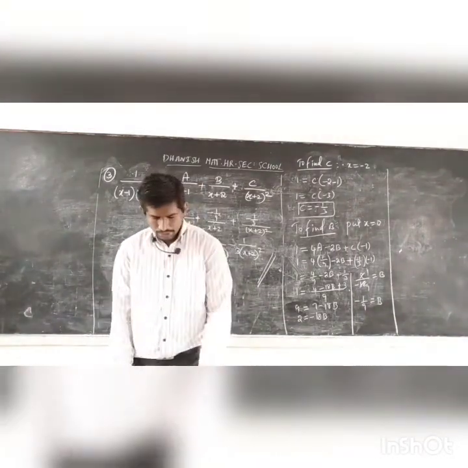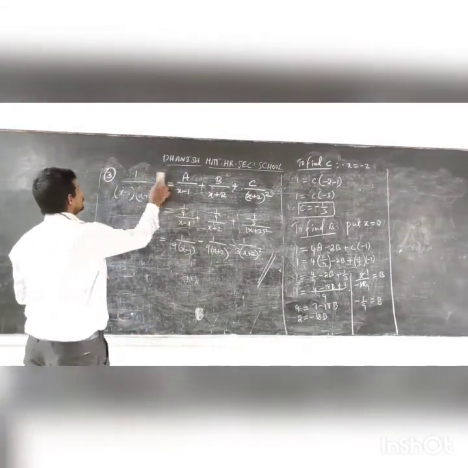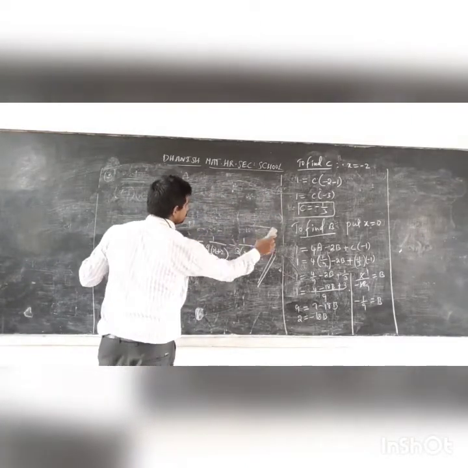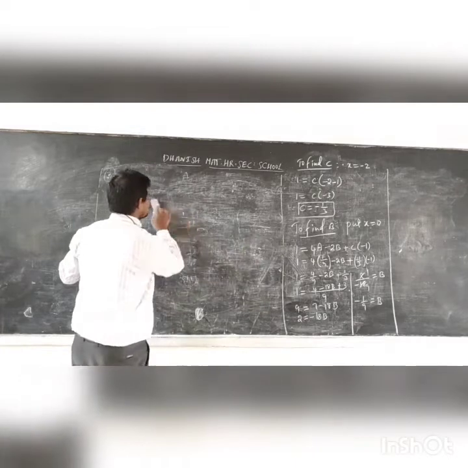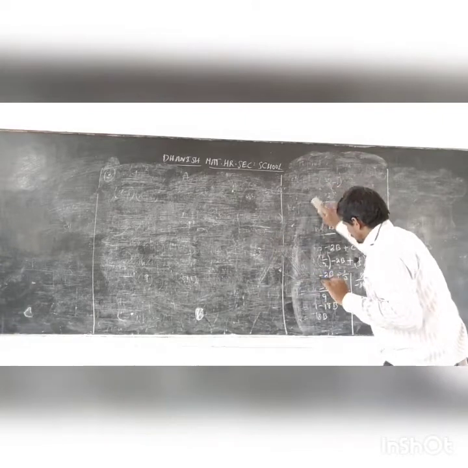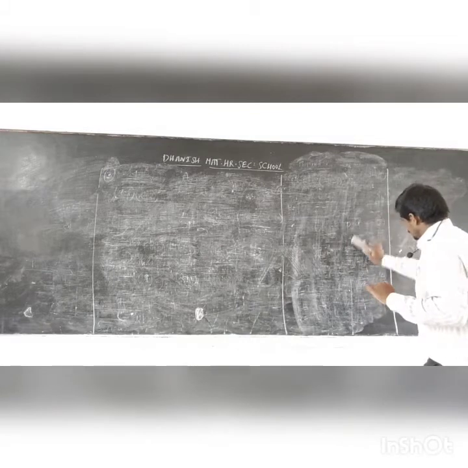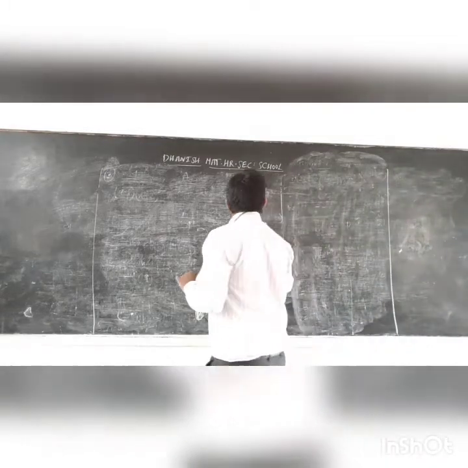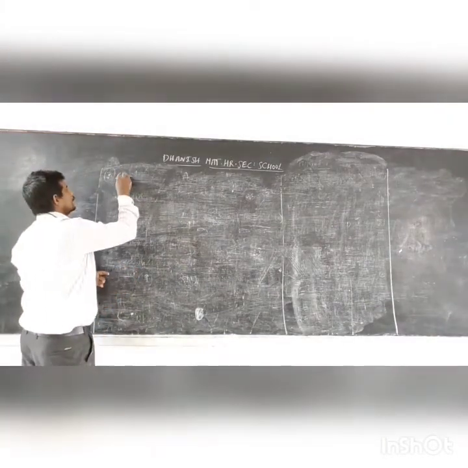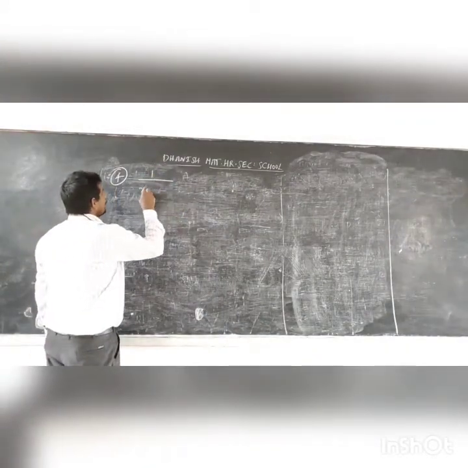Now look at the fourth one. We'll move on to the fourth sum. It's easy one. Fourth one, 1 by x square minus 1.